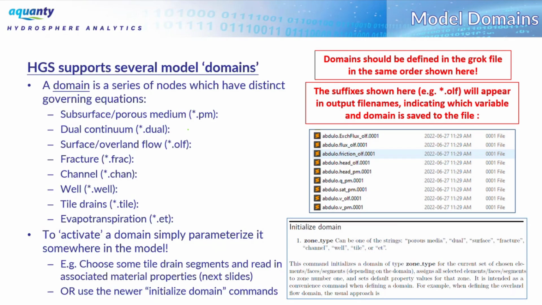So, for example, I can select all the faces on the top of my model, apply those faces to zone 1 in the surface, and then read some parameter values, a Manning's friction coefficient, for example. By going through that process, HGS will recognize that surface flow is a part of the simulation. I have to do this for every model domain that I want to use besides porous medium. This command here, initialize domain, can really help you to do that in a quick and easy way, but it will only apply default parameters. So you'll always need to apply your own parameter values based on the needs of the current project.